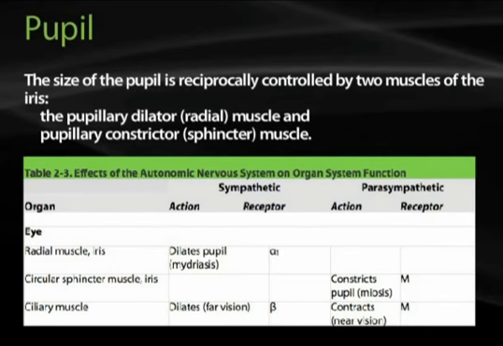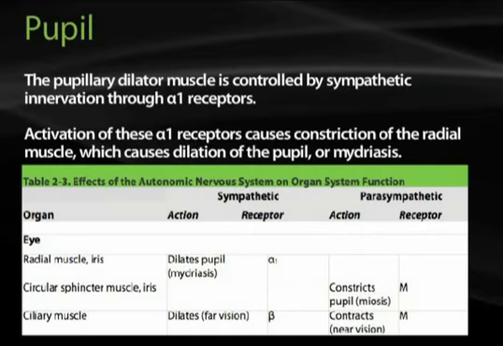Pupil. The size of the pupil is reciprocally controlled by two muscles of the iris, the pupillary dilator or radial muscles, and the pupillary constrictor or sphincter muscles. The pupillary dilator muscle is controlled by sympathetic innervation through alpha-1 receptors. Activation of these alpha-1 receptors causes contraction of the radial muscle, which causes dilation of the pupil or mydriasis.